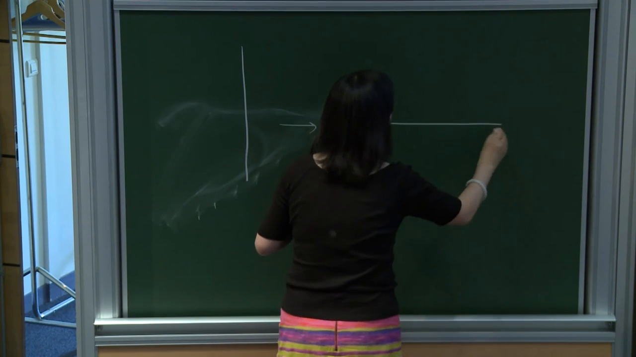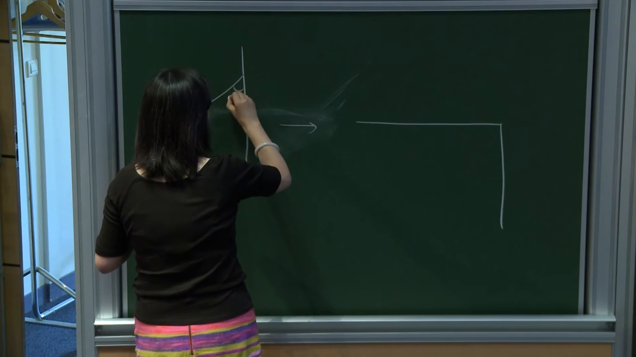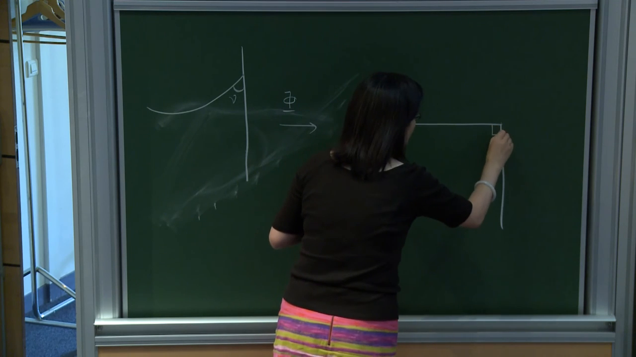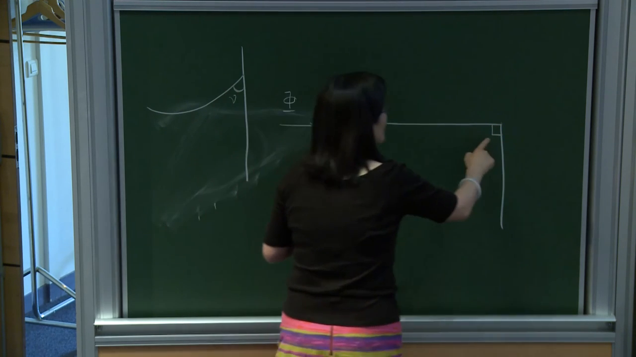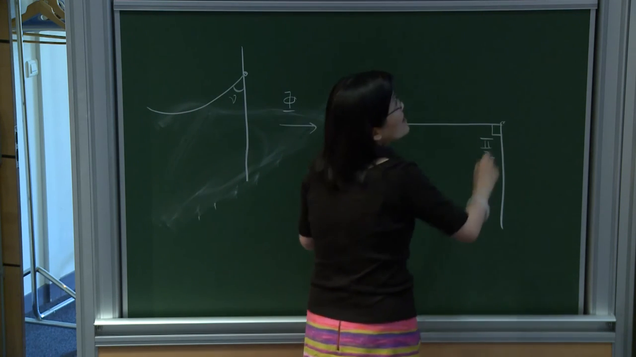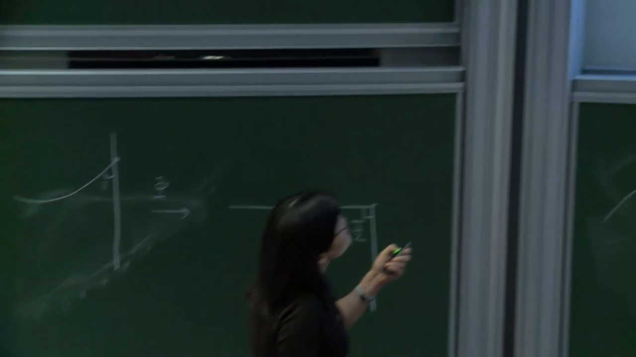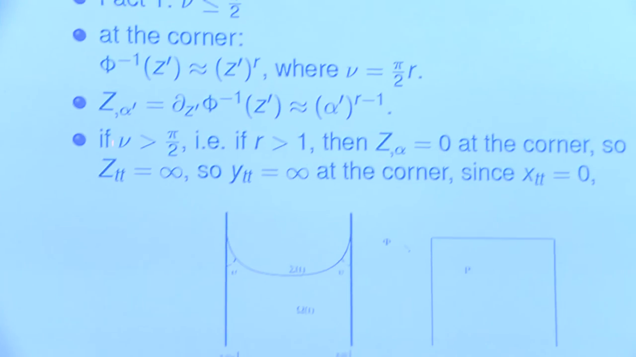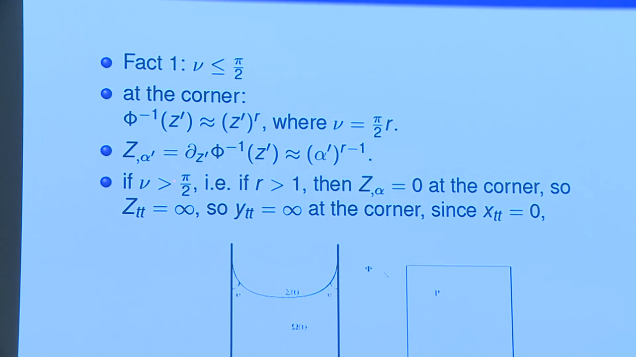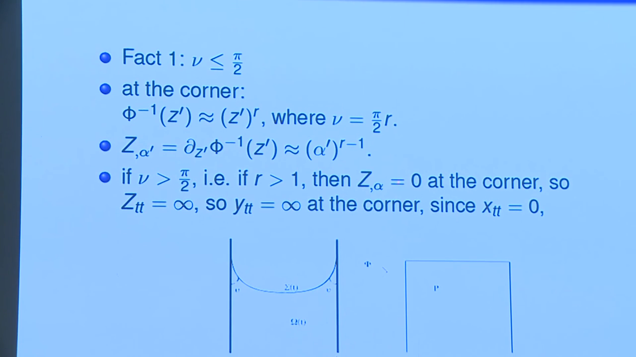If you look at the Riemann mapping, this is the angle mu, this is phi. You take the Riemann mapping from here to here. In order to take the angle mu to pi over 2, you need at this point a power law to open up. It's given by this relation. If you take the derivative, the Riemann mapping z_alpha prime is like alpha prime to the r minus 1. If this angle is bigger than pi over 2, then this r has to be bigger than 1. That means alpha has to be 0 at the corner.